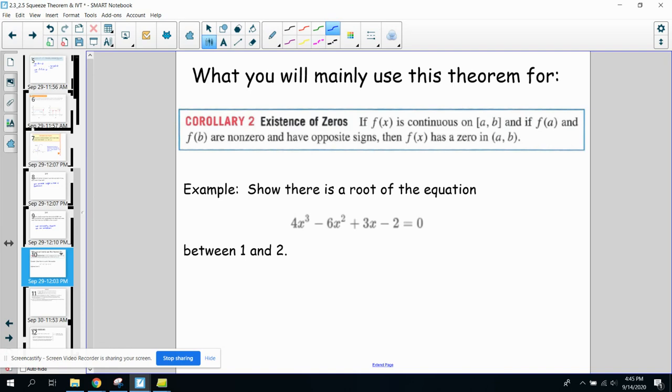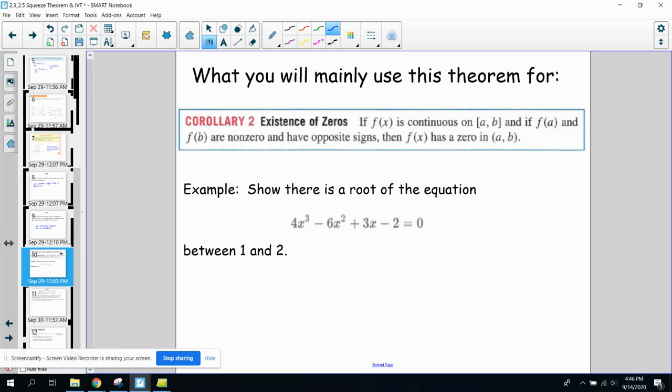So basically what this means is you have a zero if you check two numbers, a and b, within your function, and one of them is less than zero and one of them is greater than zero. If the signs are opposites, that means that at some point your graph has to cross through zero in order to change signs. So let's look at this example here.